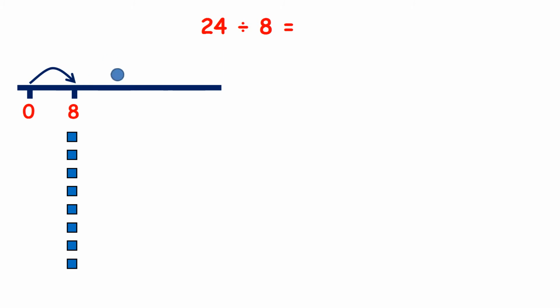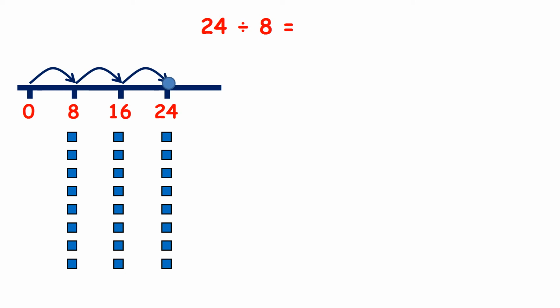8, 16, 24. And we needed 3 jumps to get to 24, so we have 3 groups of 8, so our answer is 3. Now we could have started at 24 and taken away 8 each time until we got to 0, but it's easier to count forwards than backwards, and we get the same answer either way because we have 3 jumps.